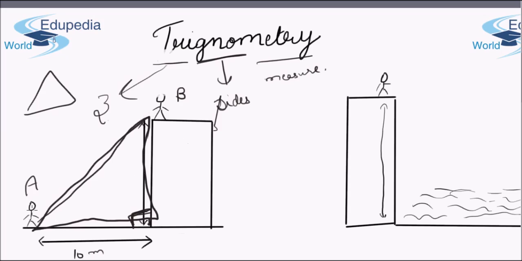If this person A by any means can find out this angle of elevation between the line AC and AB, then by applying the rules, the identities of trigonometry, he can easily find out the height of this house, or the height at which his friend B is standing.